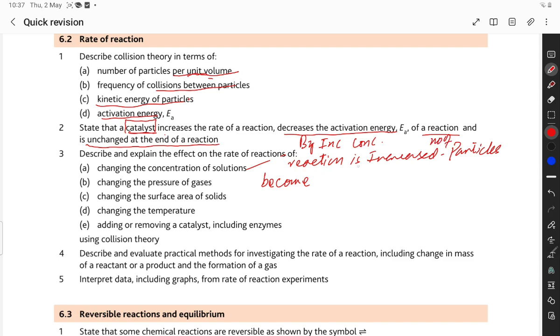Number of particles become crowded per unit volume, and have more successful collisions.